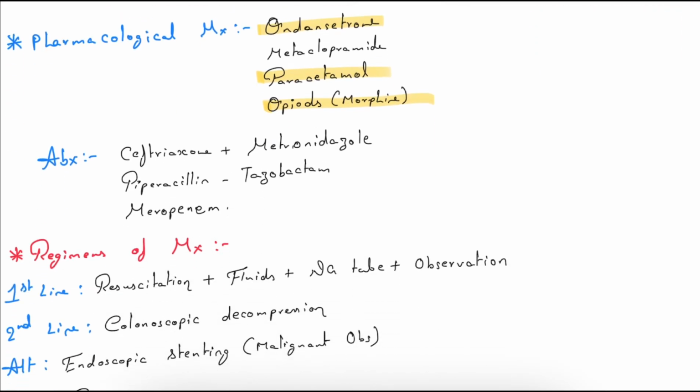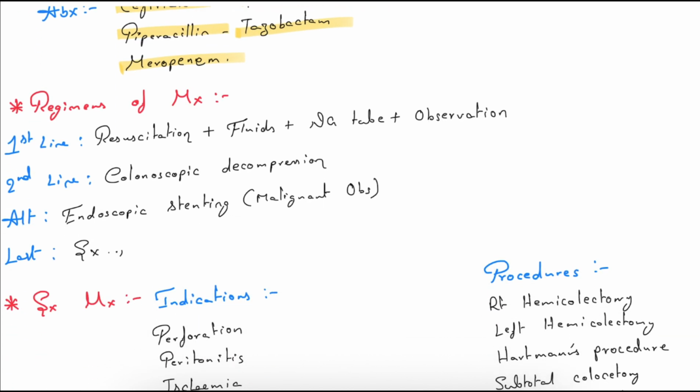Next, you can start antibiotics if you're suspecting ischemia, perforation, sepsis, or for preoperative prophylaxis. We have to start with ceftriaxone and metronidazole, piperacillin-tazobactam, and meropenem. These antibiotics are mandatory when perforation or strangulation is suspected.